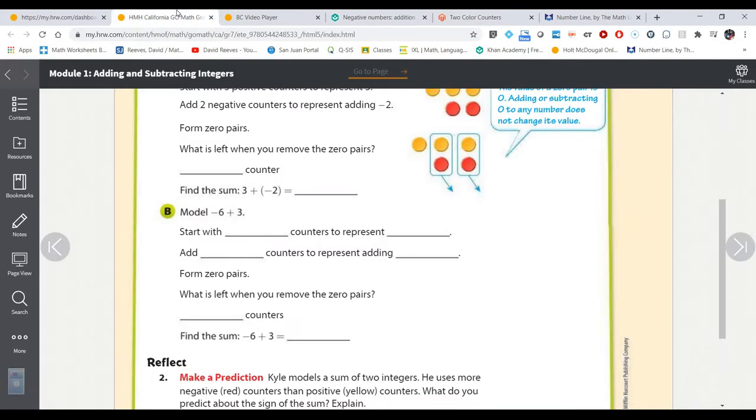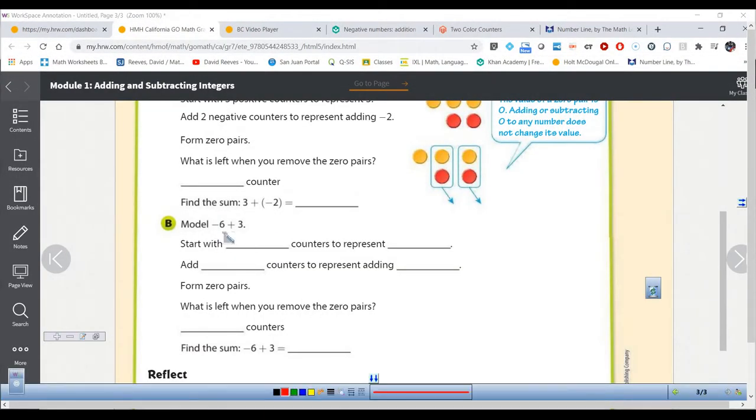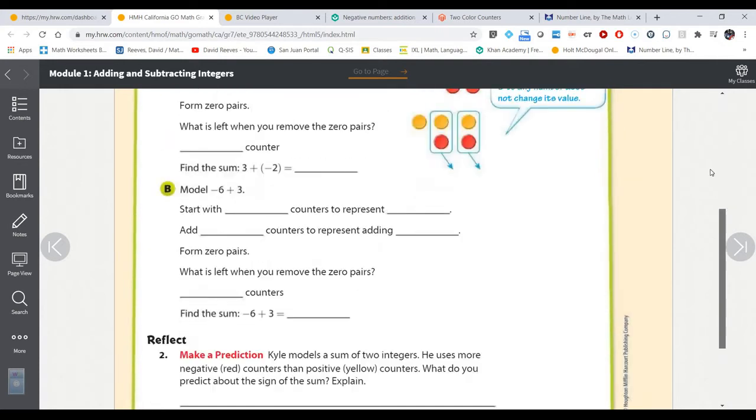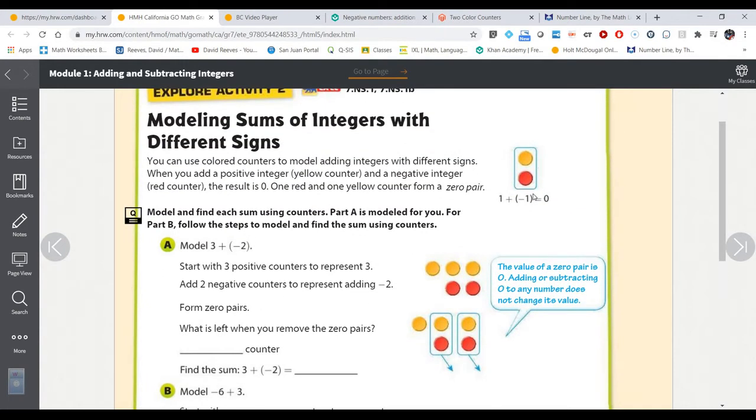If we go back over here to our textbook, here we go. Start with 6 red counters to represent negative 6. Add 3 yellow counters to represent adding 3. Form zero pairs. What is left? 3 red counters. So you get negative 6 plus positive 3 is negative 3. And that's how you do adding positive and negative integers with counters.